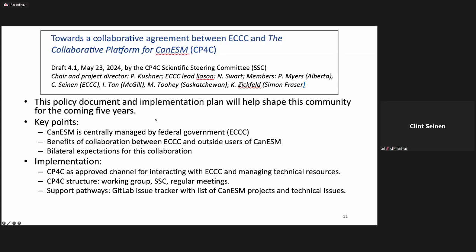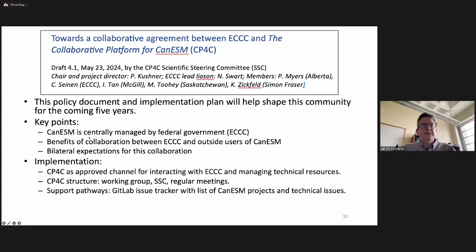I'll just run through this, and just to say that this is a framework for how we're going to work with each other. A key point is that CanESM is centrally managed by the federal government, right? And I think Neil's talk and the talks you heard before really highlight how technically involved and how much resource is required to calibrate and set up one of these models. But that leaves lots of room for external collaborations. And what we're trying to do is create a framework for efficient and collaborative use of that model.